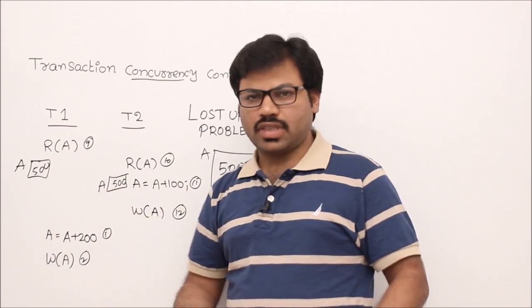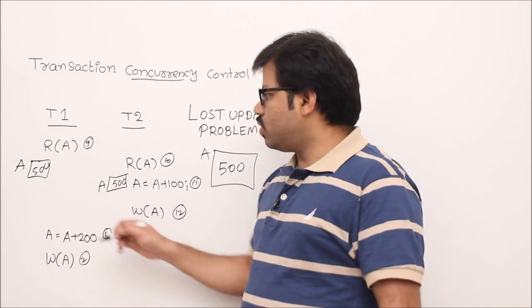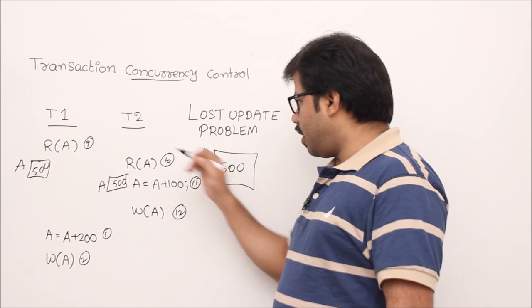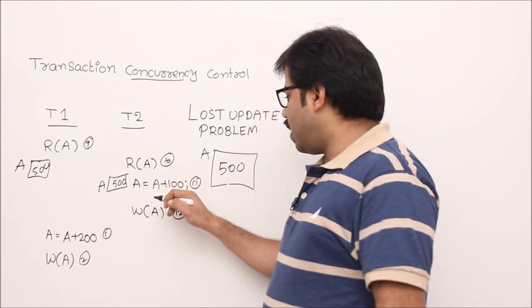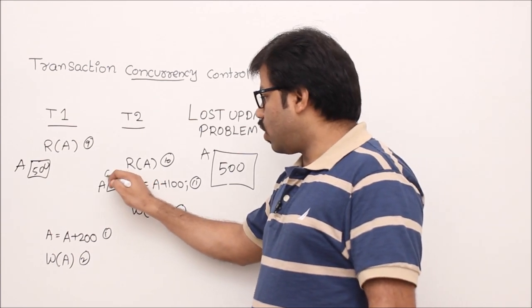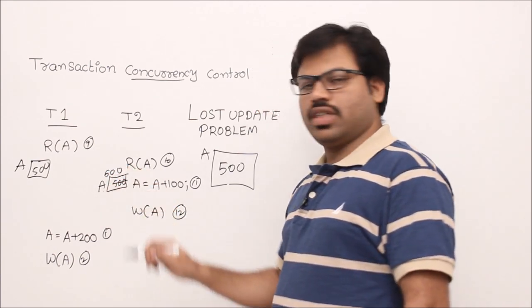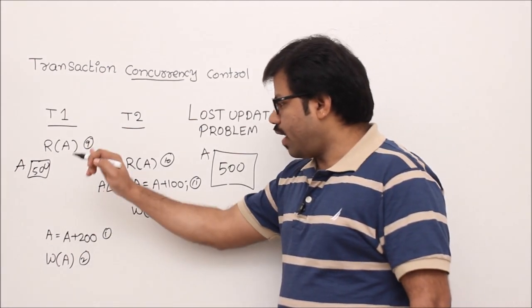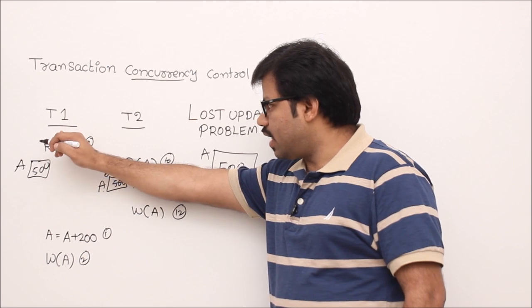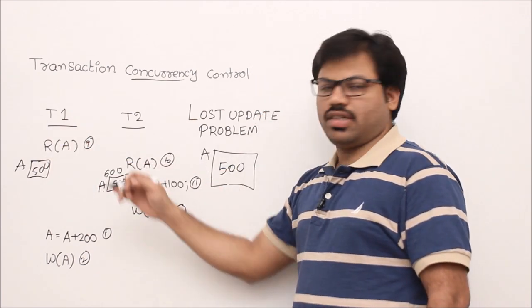Because multiple programs can have the same variable name. So why I am using the same variable name is so that it represents this variable, right? Now A equal to A plus 100 at 11 o'clock. Because of this, the local variable A will be updated to 600, but not this database variable. However, now what I want to say is this transaction T1 is not aware of this updation, correct?